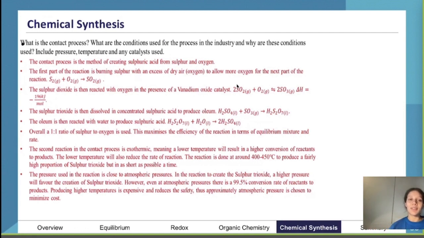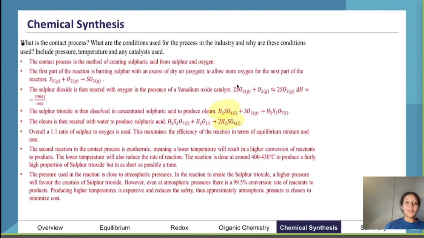So going through it, the contact process is creating sulfuric acid from sulfur and oxygen. The first part is when you burn sulfur with excess dry air to allow more oxygen for the next part of the reaction. So we're making SO2. Then the sulfur dioxide is reacted with oxygen in the presence of a vanadium oxide catalyst. That's the equation there, and we get sulfur trioxide as a product. Then we take the sulfur trioxide and dissolve it in concentrated sulfuric acid to produce oleum. And then we react the oleum with water to produce more sulfuric acid. It's a bit ironic because we use sulfuric acid to produce sulfuric acid here, but that's just part of the process. You end up getting more sulfuric acid out of it in the end.